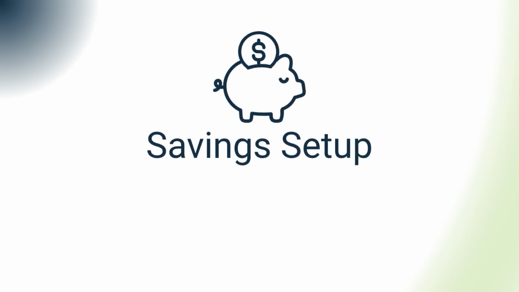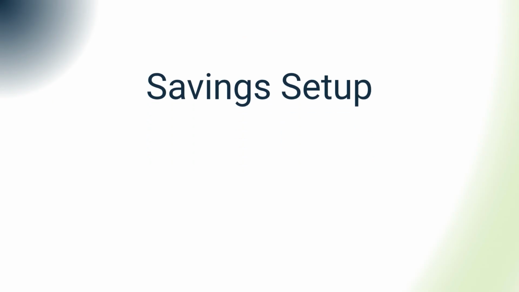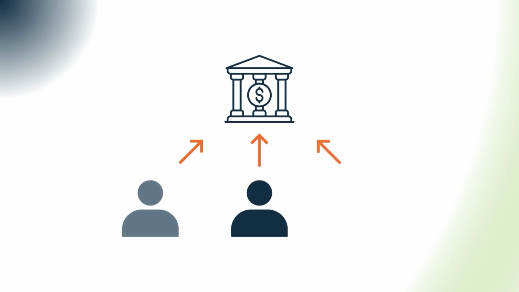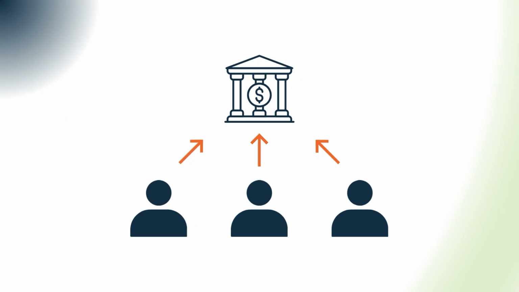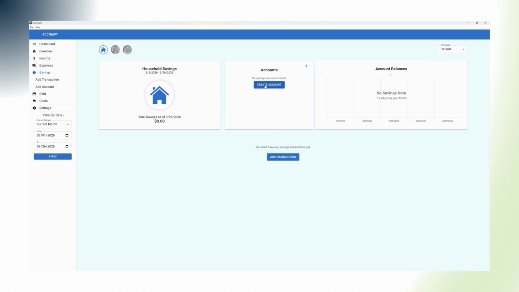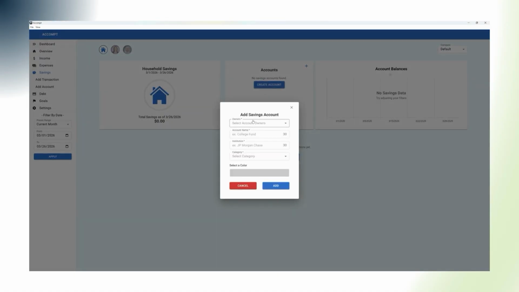Accompt gives you a clear view of your savings, so you can easily track your progress over time. Savings accounts are organized by owners, accounts, and categories. An account can belong to one person or multiple household members. To easily track individual or joint savings accounts, you can create a savings account right on your savings dashboard by clicking Create Account and completing the form that appears.